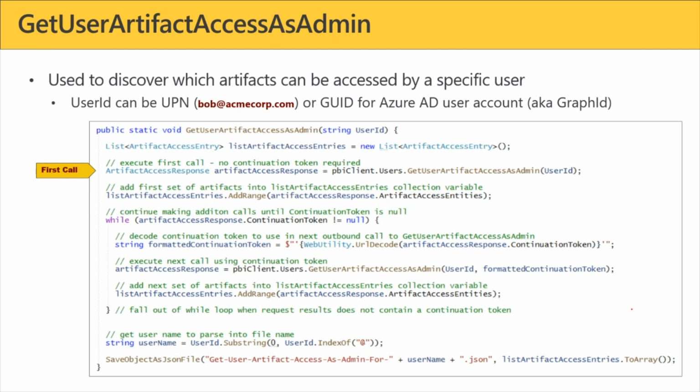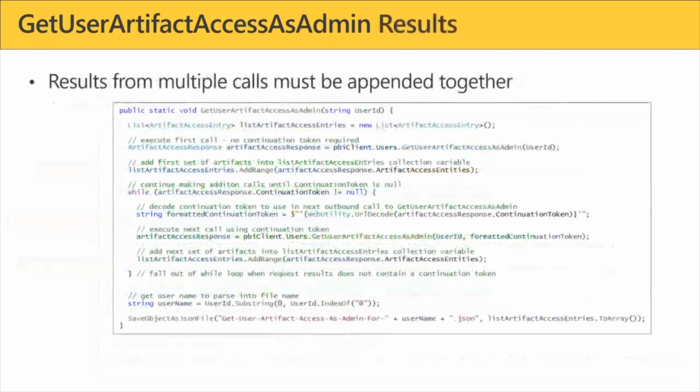Now, the idea is we make the first call to get user artifacts access as admin. Then we look at this response. I'm going to capture that response, and then down below, we look at the response and ask, does it have a continuation token? If so, I need to fall inside this loop. When we're inside the loop, we're going to call get user artifacts as many times as I get back a continuation token. But at some point, one of these calls will return without a continuation token and we fall out of the loop.